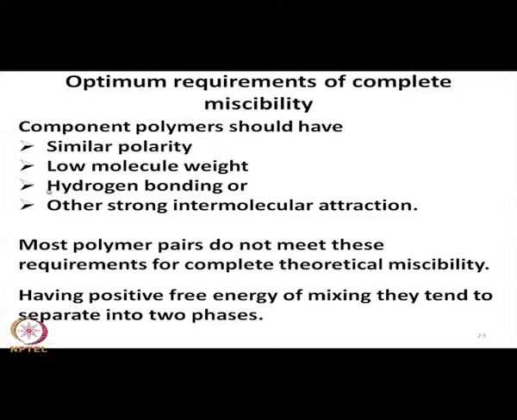If the molecular weight is high, then the solubility and miscibility of the component polymers in the blend will be reduced. Then there could be hydrogen bonding, which is one of the requirements. If there is hydrogen bonding, the secondary interaction between the component polymers is very good for obtaining miscibility. Other than hydrogen bonding, other strong intermolecular interactions, like polar-polar interaction, dipolar interaction or van der Waals interaction, are also requirements.